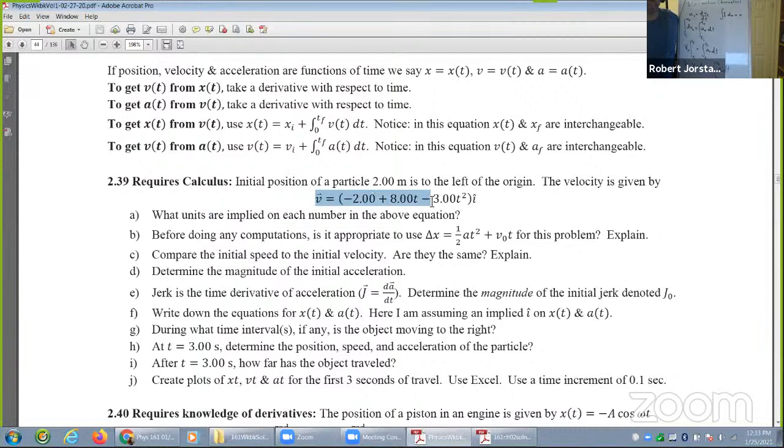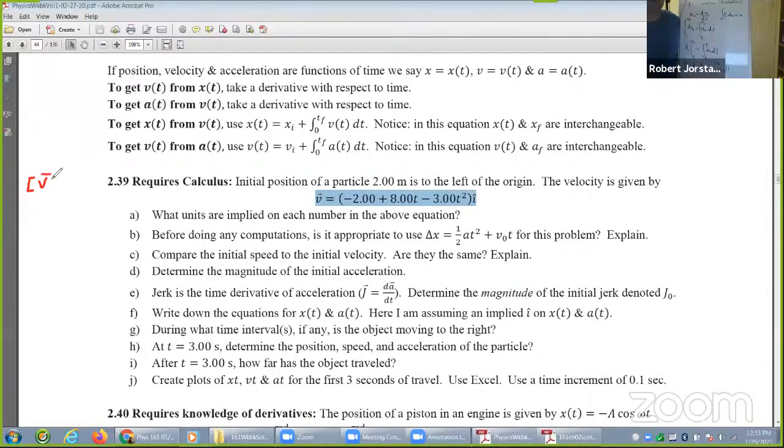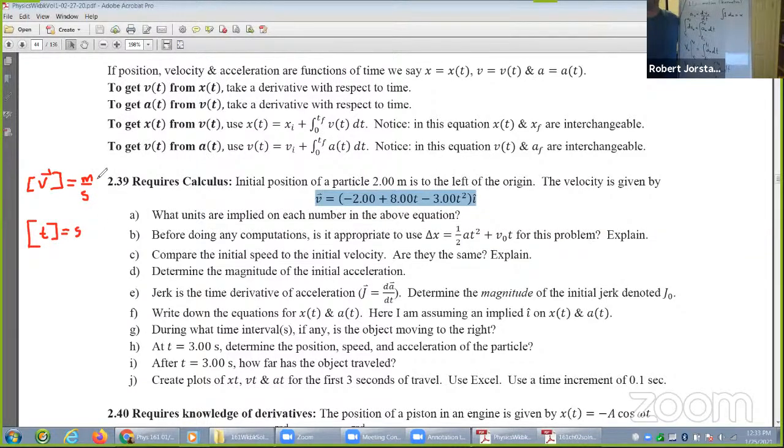Here we have the velocity. Just remind me, what are the typical units for velocity if we are doing a physics problem? Meters per second. So I'm going to say the units of V, whether it's a vector or not, equal meters per second. What are the typical units for time? Seconds. Now, obviously, you could have milliseconds, but you could convert those to seconds. You could have feet per second for velocity, but you could convert that.